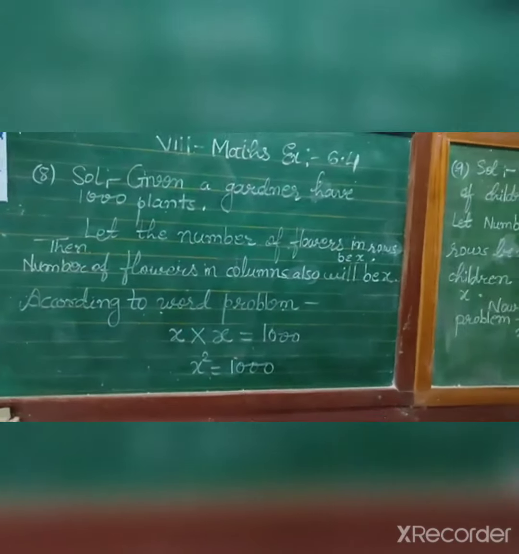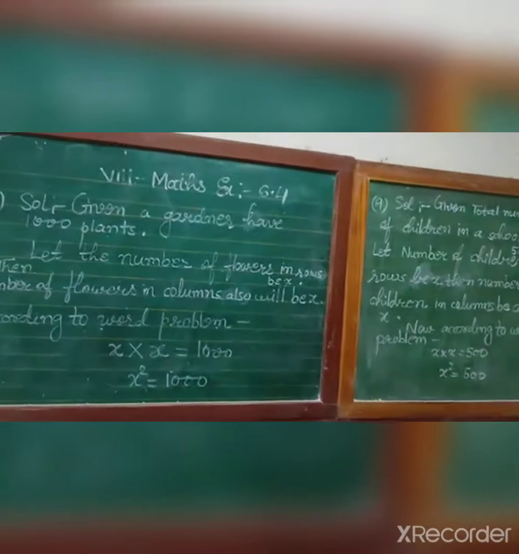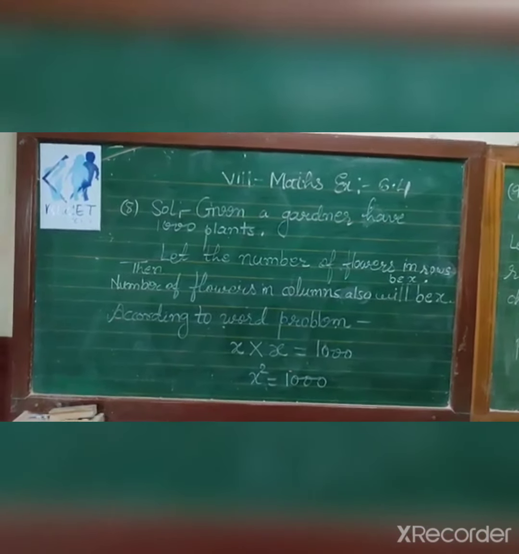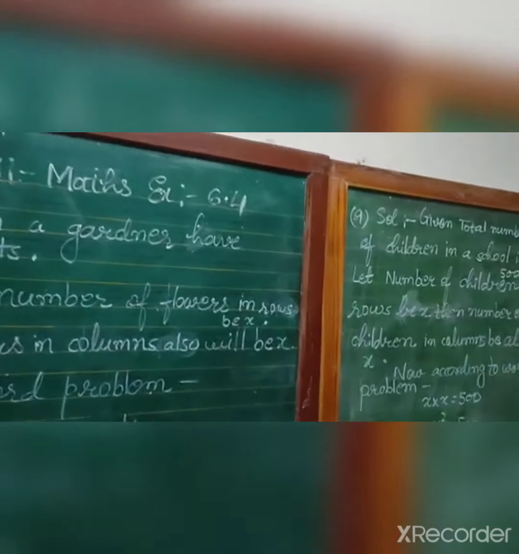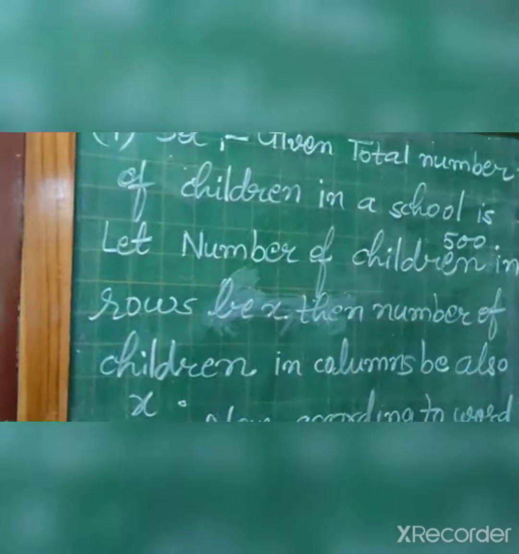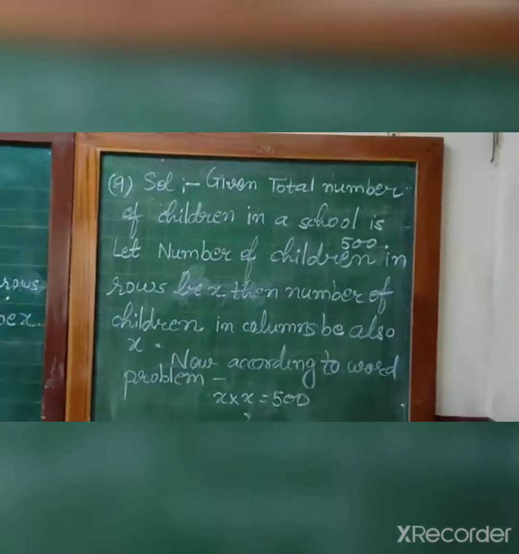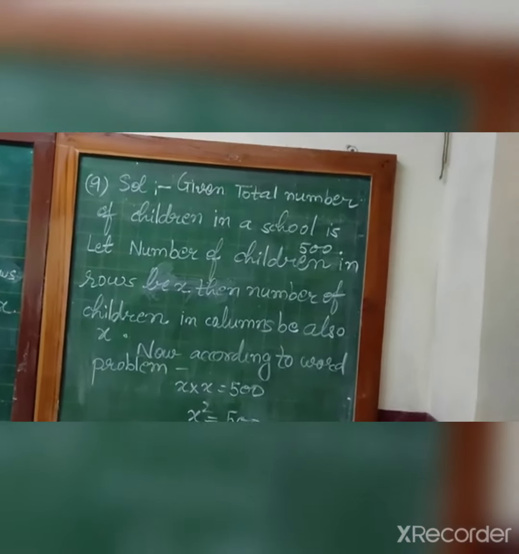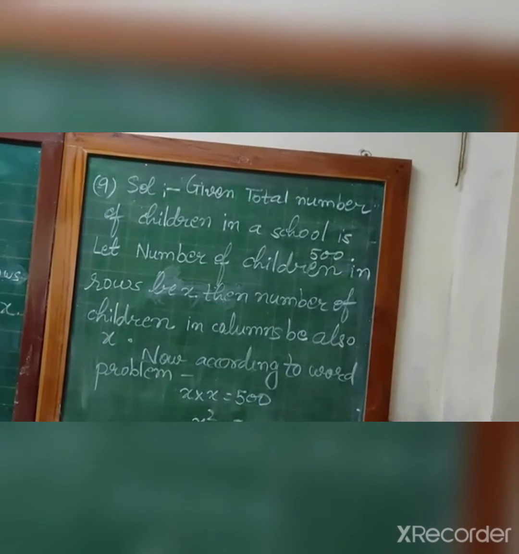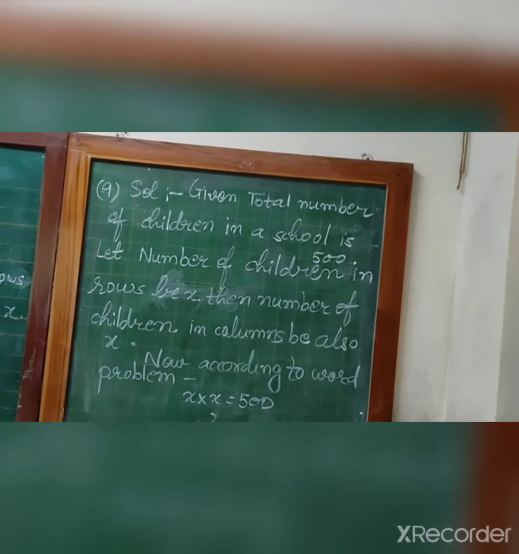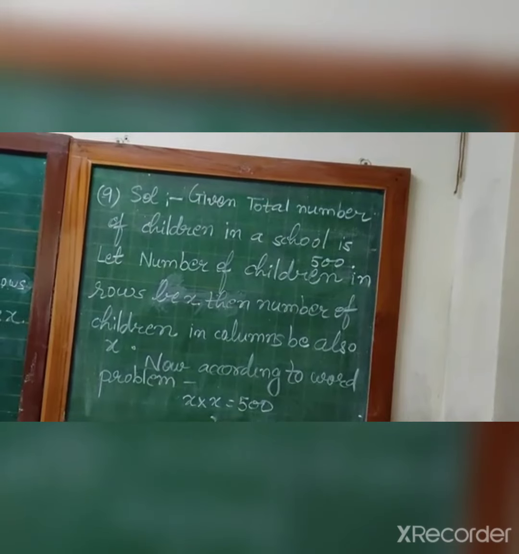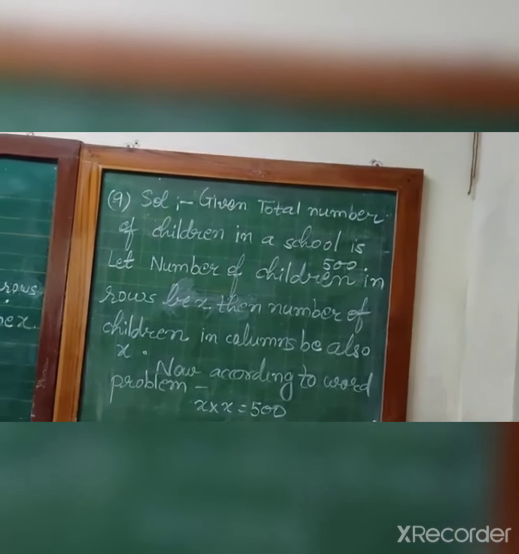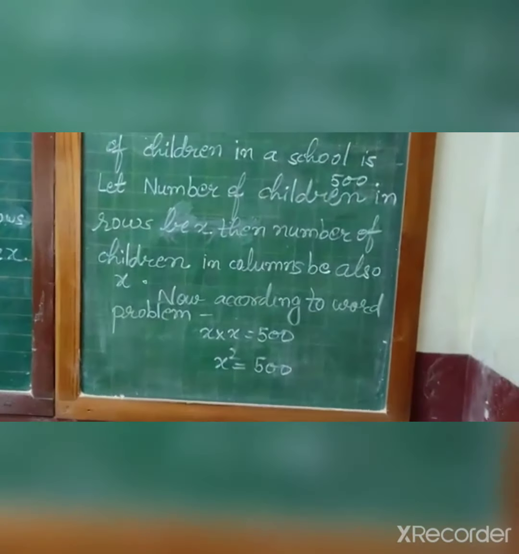Now in the 9th question, there are 500 children in a school. For a PT drill, they have to stand in such a manner that the number of rows is equal to the number of columns. How many children would be left out in this arrangement? Okay, let us start.